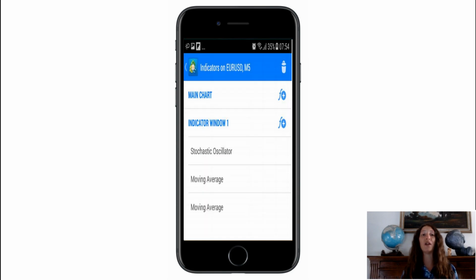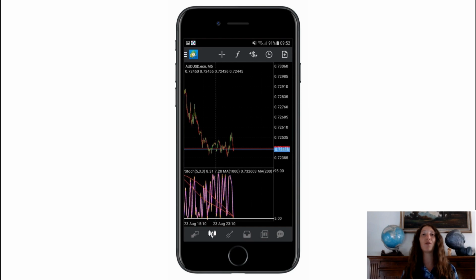200 simple moving average, close. 1000 simple moving average, close. Stochastic 5 3 3, close. Level 90 to 95 is overbought and 5 to 10 is oversold.